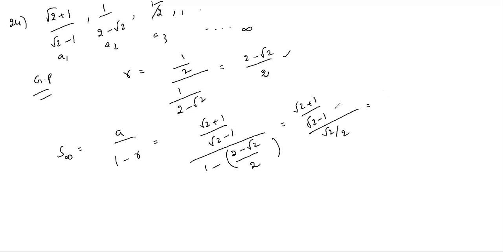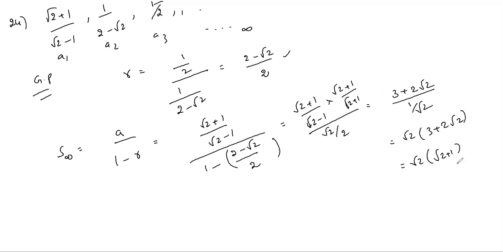So you can further simplify by rationalizing. Root 2 plus 1 whole square is a square plus b square plus 2ab, so 3 plus 2 root 2. Next, denominator root 2 plus 1 into root 2 minus 1 is 1. Next root 2 by 2, root 2 by root 2 is 1 by root 2. So root 2 into 3 plus 2 root 2, or root 2 into root 2 plus 1 whole square, without squaring only, right?